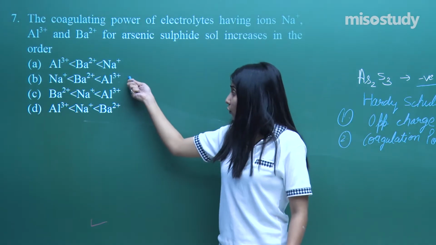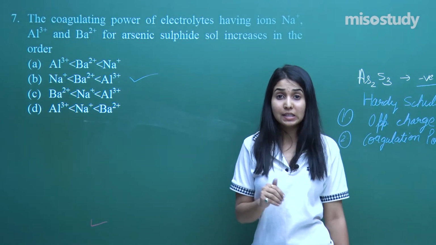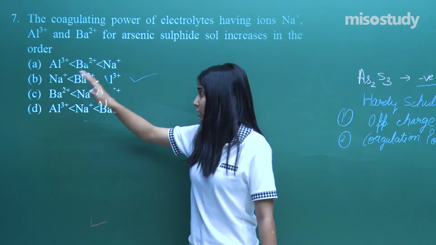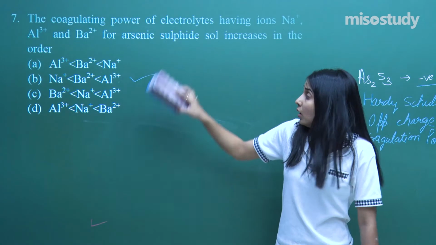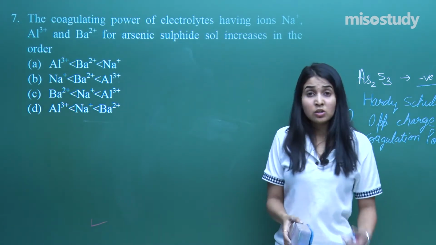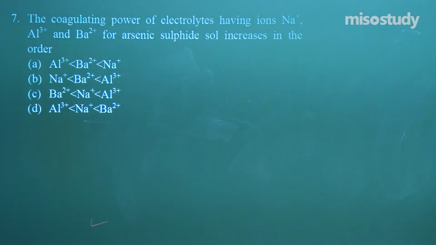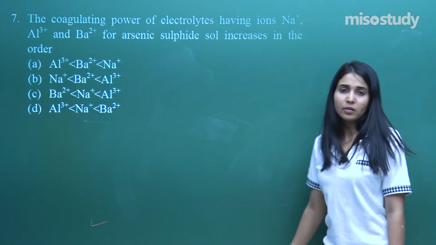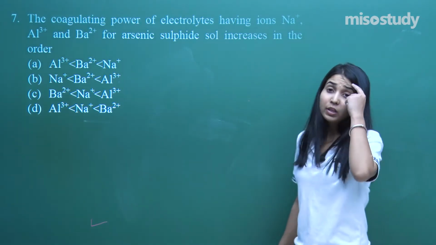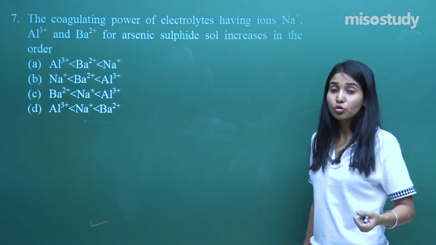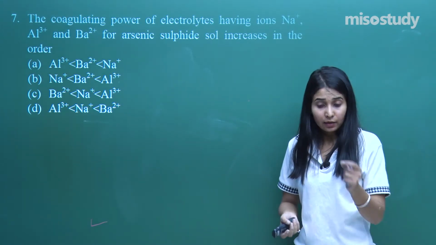Well, of course, yes. The option B, where it says that the coagulation power is increasing as it goes from Na plus to barium to aluminium. So what does it prove? It proves that all you have to do is learn the application of your Hardy-Schulze rule. Of course, you have done the theory part. Of course, you know what exactly it means, how it goes. But the point is that every time you should know how to apply that, right? So we would be able to apply that every time.